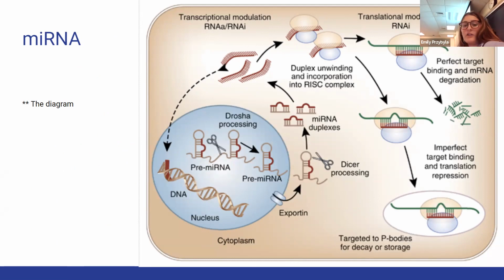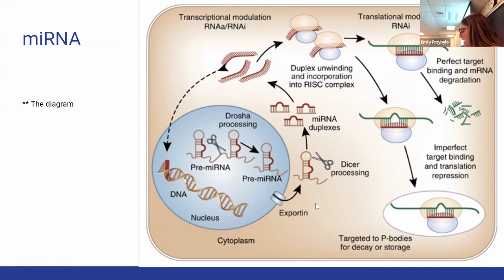The DNA will transcribe pri-miRNA. It's spelled P-R-I-miRNA, that's not shown on here. The pri-miRNA will then get processed by Drosha, which is an enzyme within the nucleus, and that will cut the pri-miRNA and it becomes pre-miRNA. You don't have to know exactly what it does. And then with the help of exportin, the pre-miRNA will exit the nucleus into the cytoplasm.